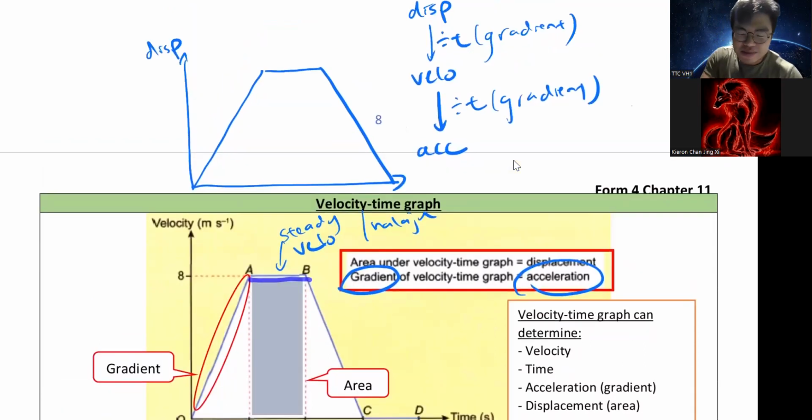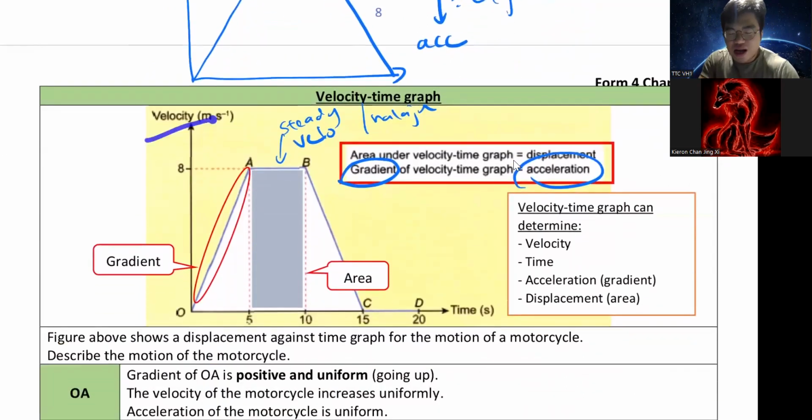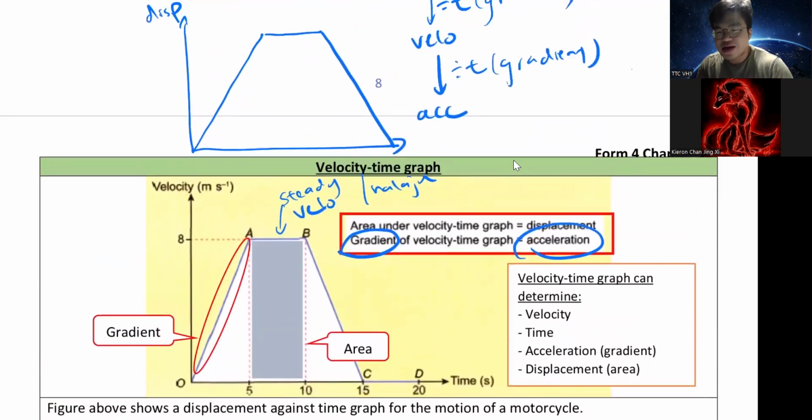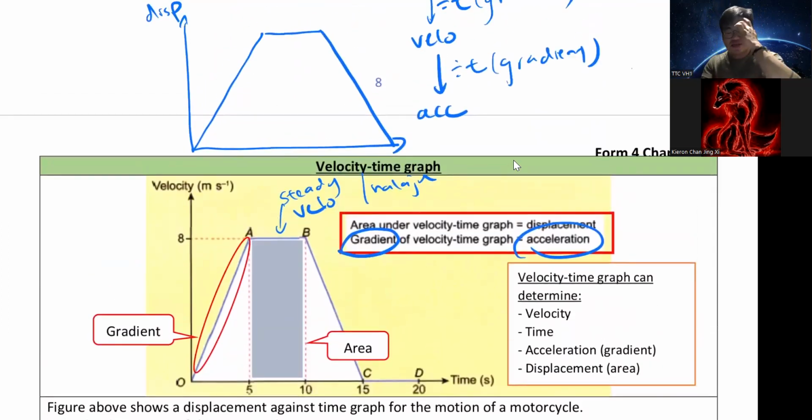Just now, on the displacement graph, your sasaran graph, the car stays, not moving. On your halaju graph, velocity graph, the car goes forward at steady speed. So this is what you need to see, the difference.